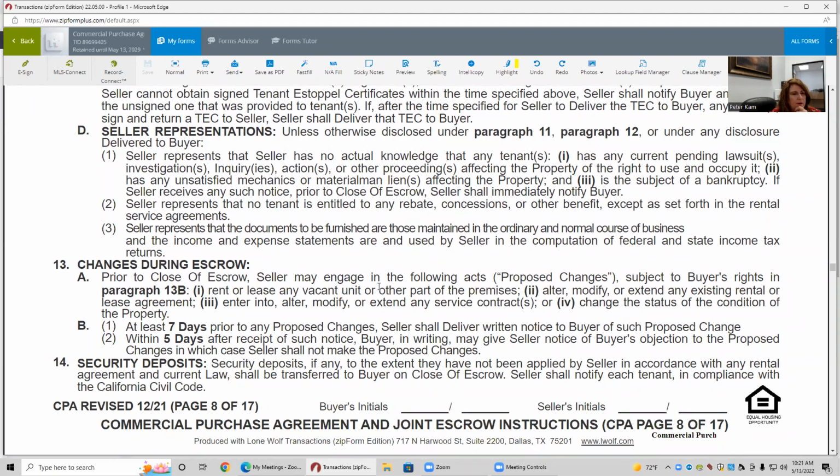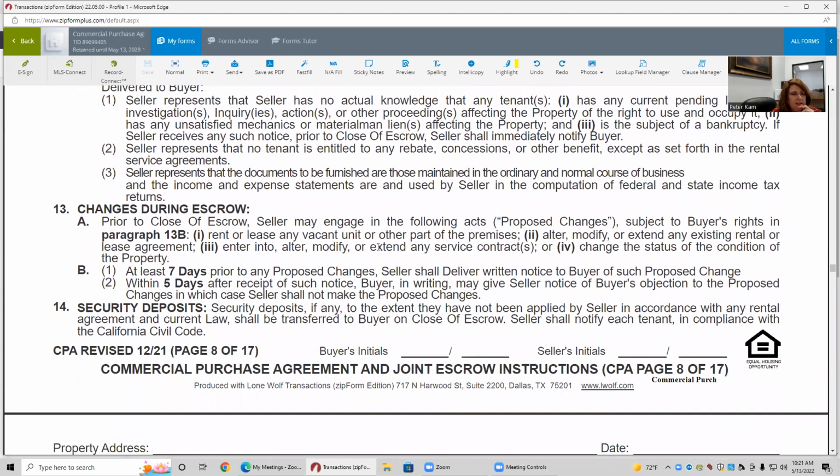Prior to close of escrow, seller may engage in the following acts, proposed changes subject to the buyer's rights: rent or lease of any vacant unit or other part of the premises, alter, modify, or extend any existing rental or lease agreement. So if there's a vacant unit or one is coming up for extension, you need to be communicating with the buyer, letting them know about any proposed changes, and deliver written notice to the buyer so that they know a tenant wants to extend for a year or two.